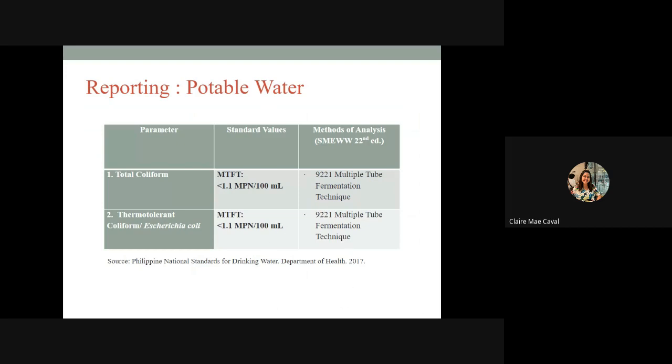For wastewater and recreational water, the DENR does not release standard values. They are the ones regulating and evaluating. The establishment just has to pass the result, and the DENR evaluates it. Okay? So the Philippine National Standards for Drinking Water are limited to drinking water only.